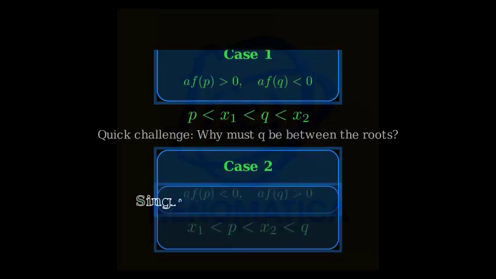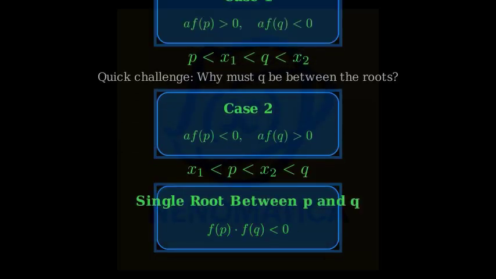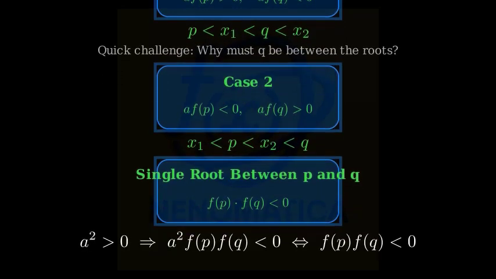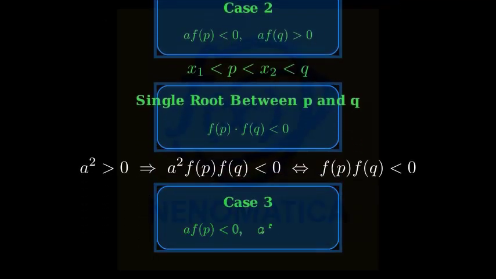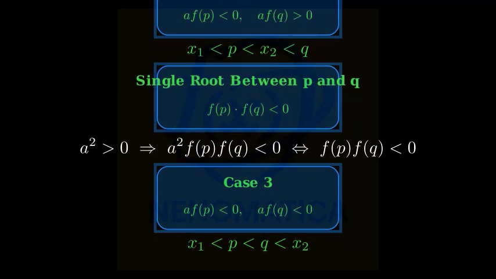Important note, exactly one root of f of x equals 0 lies between p and q if, and only if, f of p times f of q is less than 0. Because a squared is positive, multiplying both sides by a squared does not change the inequality. Case 3. If a f of p is less than 0 and a f of q is less than 0, then both p and q lie between the roots. So x sub 1 less than p less than q less than x sub 2.